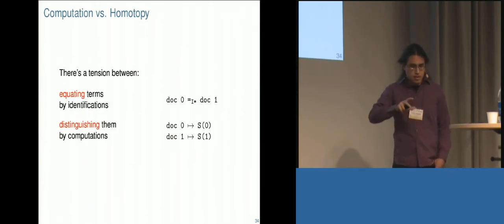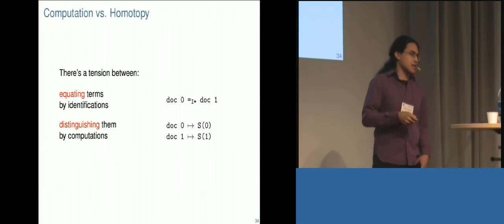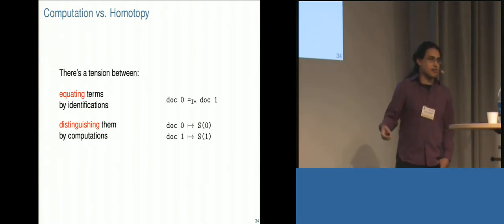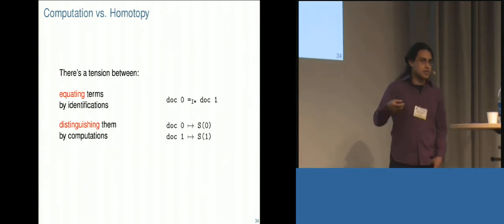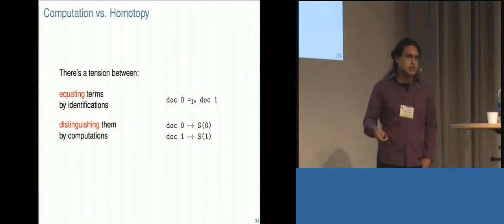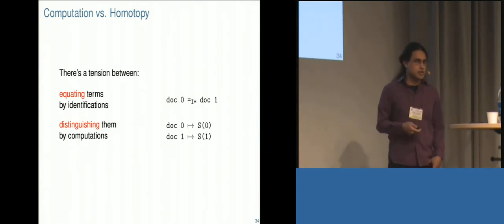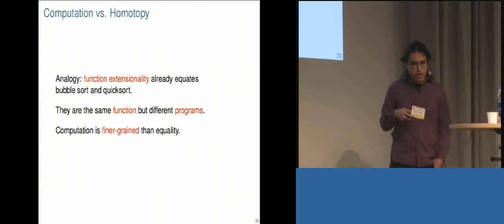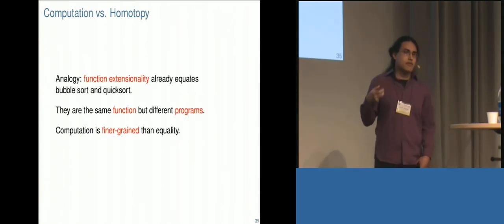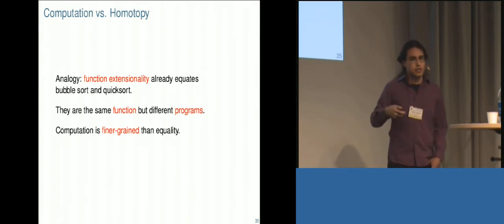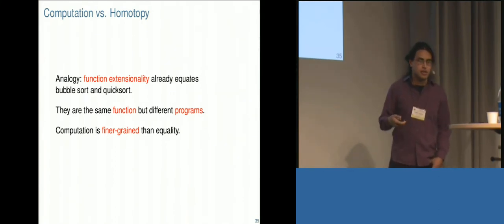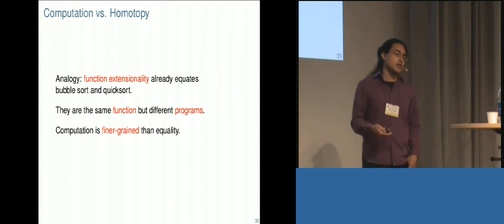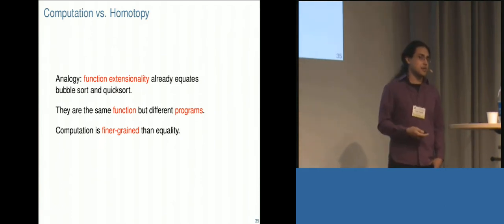But somehow there's sort of a contradiction here, in that I'm identifying doc 0 and doc 1 in I-star, but at the same time I want to send them to different things. I mean, they're isomorphic things, but still. So what's the deal? All right, and we actually think it's a lot like function extensionality. So the idea that you might want to throw into your type theory the fact that if two functions do the same thing on all arguments, you want to consider them equal.